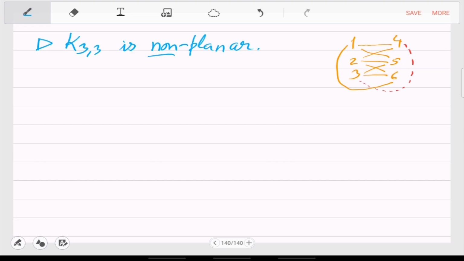Okay, so both K5 and K33, these are non-planar examples. These are famous examples because there is a theorem that under certain transformations, any non-planar graph can be reduced to either K5 or K33. So these two graphs are the source of all kinds of non-planarity.